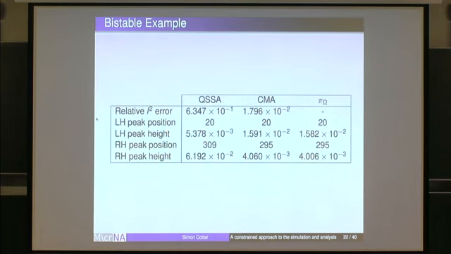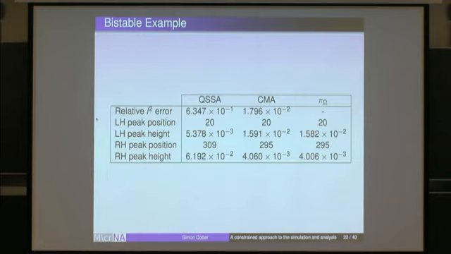So this is a table just summarizing that information. Although the quasi-steady state assumption allows us to accurately find the left-hand peak in the bimodal distribution, you can see that it's way off for the right-hand one, and also the relative peak heights are very wrong compared with the true density.